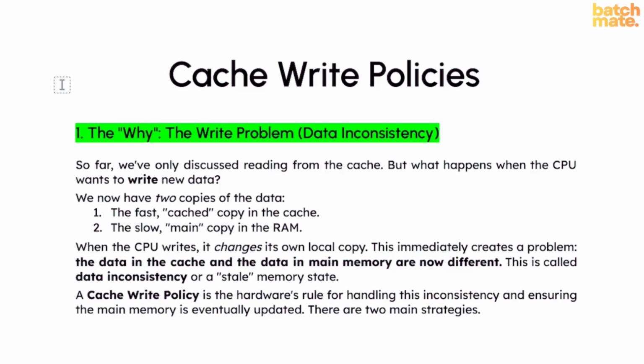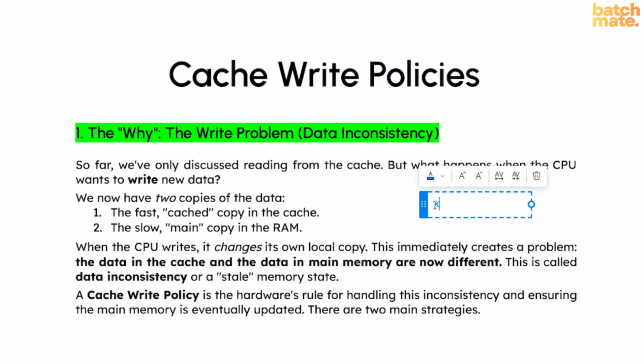Welcome back. So far, in our previous lectures of cache memory, we have only talked about reading of data. The CPU asks for data, the cache gives it. Simple. But today, we face a dangerous question. What happens when the CPU wants to change or write the data?